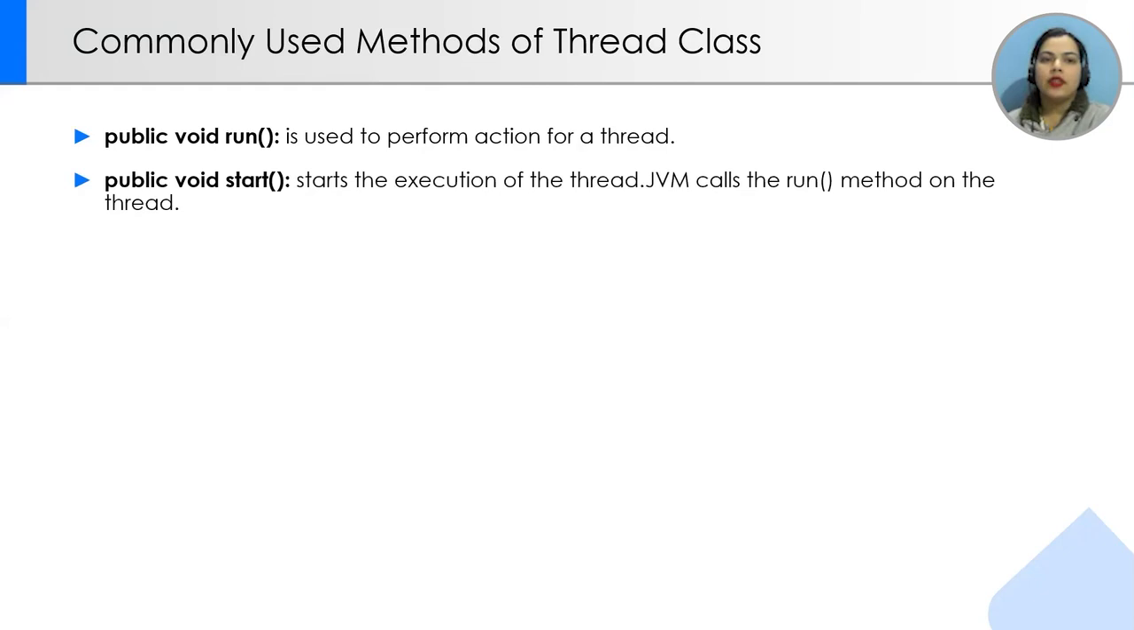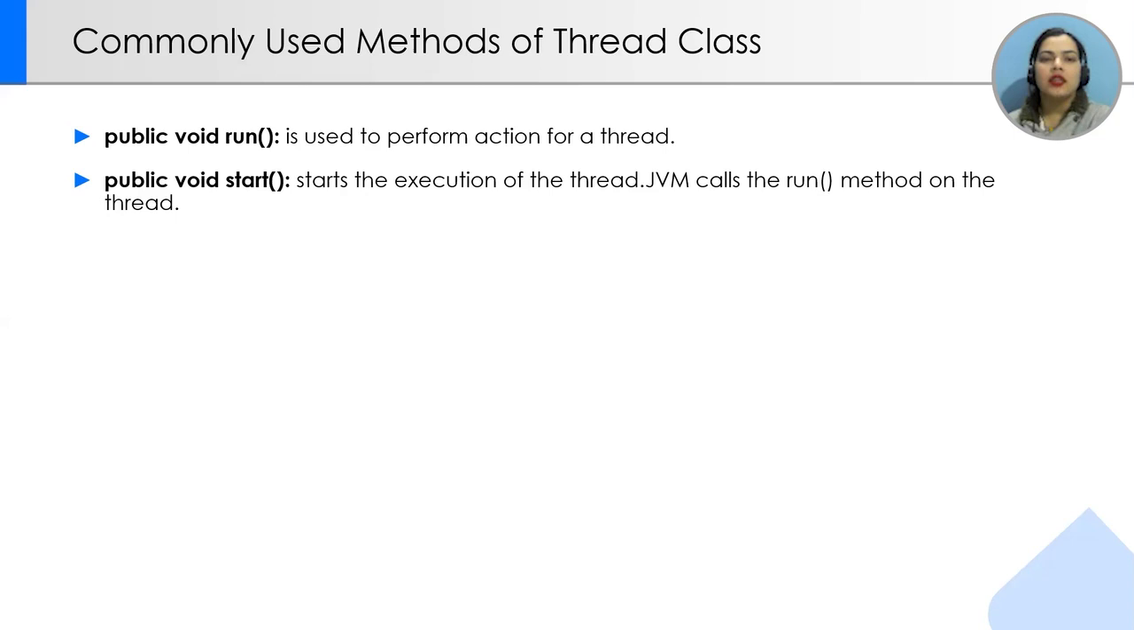Now, there are various methods which can be used in the Thread class. The first method is public void run. This is the method which can be used by the Thread class and it is used to perform the action for a thread. That means to run a thread. Next is public void start.